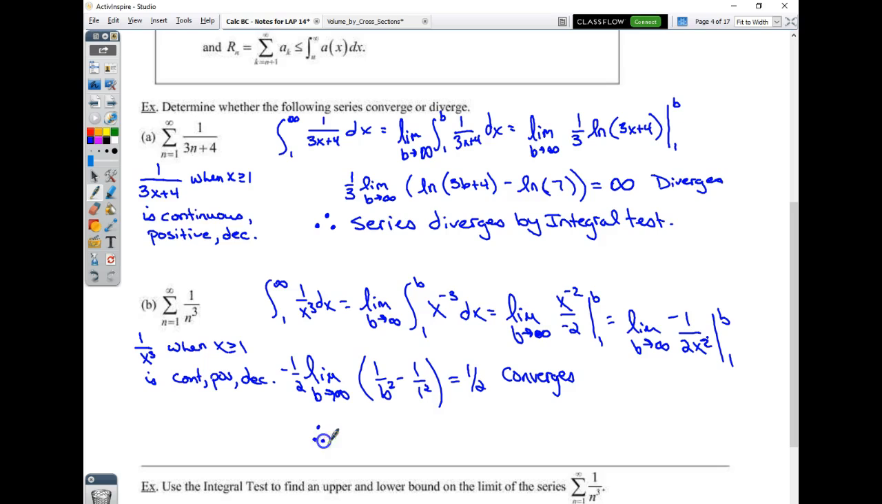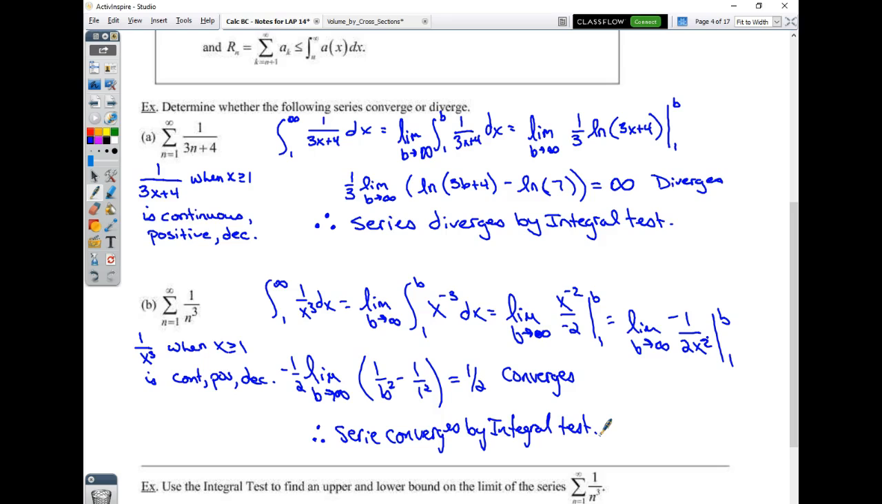Therefore, our series converges by integral test. Please note something that I did not write. I did not write that the series converges to 1/2 by the integral test. As a matter of fact, I know 100% for a fact that the series is most definitely not 1/2.